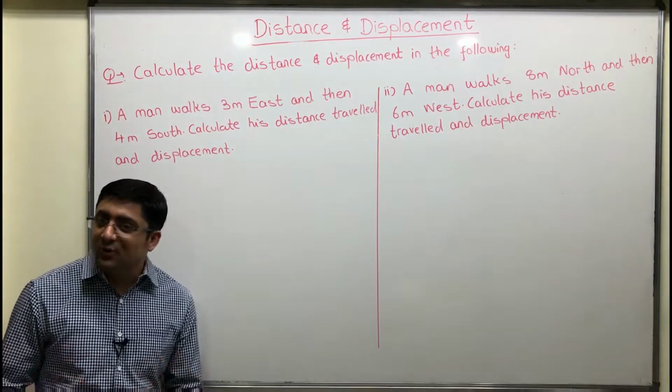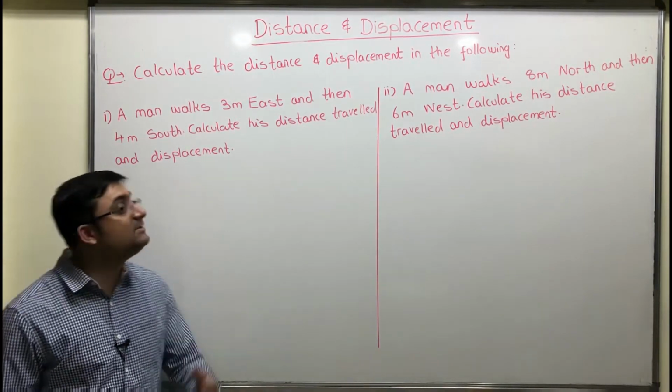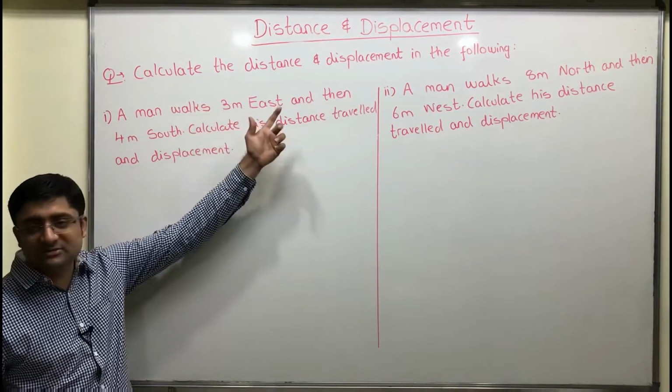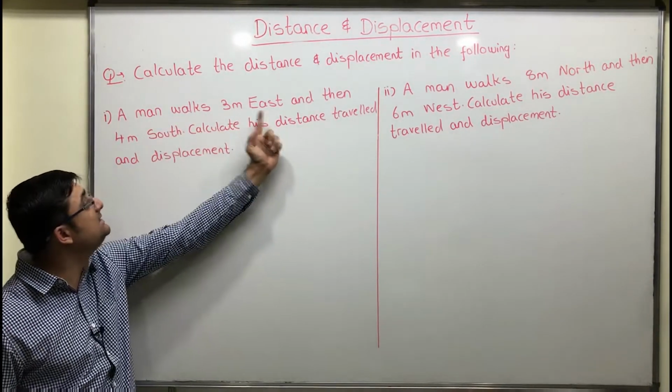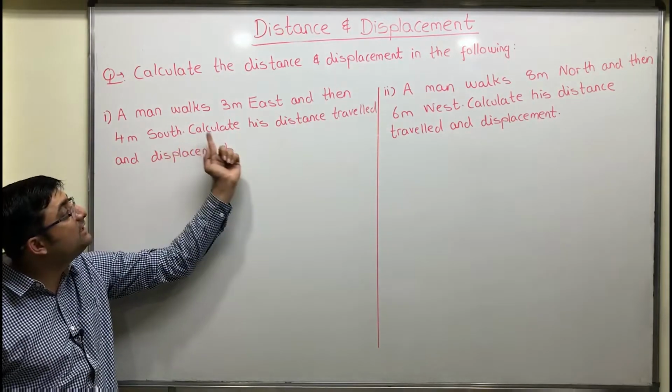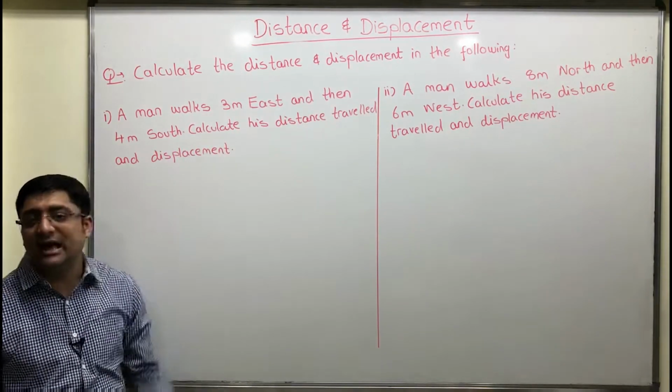So let's practice more questions related to distance and displacement. Calculate the distance and displacement in the following. Part 1. A man walks 3 meters east and then 4 meters south. Calculate his distance traveled and displacement.